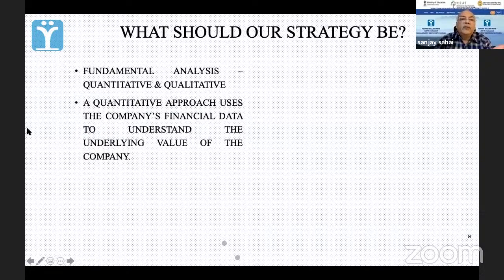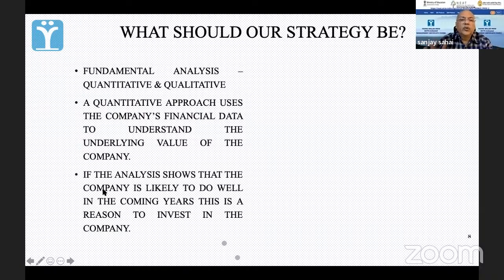So the quantitative approach uses the company's financial data to understand the underlying value of the company. This is one thing which you remember. This is the simplest way to do it. If the analysis shows that the company is likely to do well in the coming years, this becomes a reason to invest in the company. So this is the first thing.